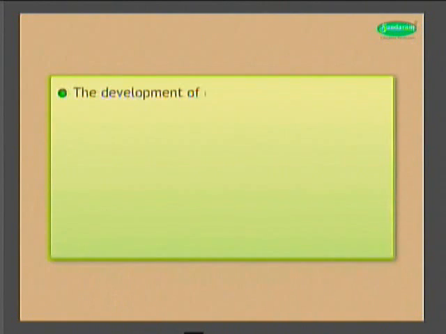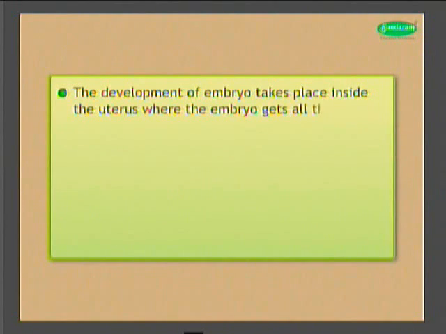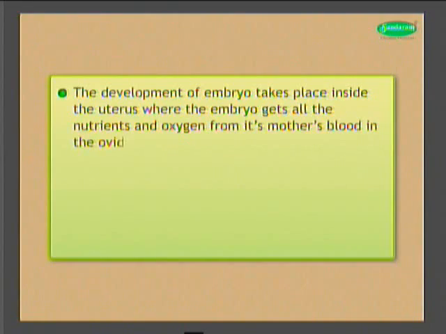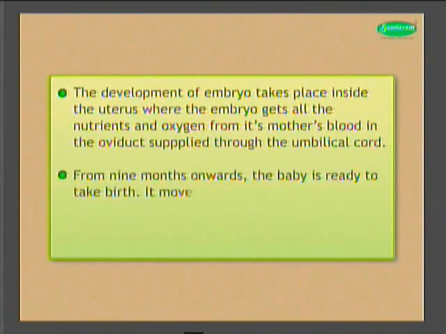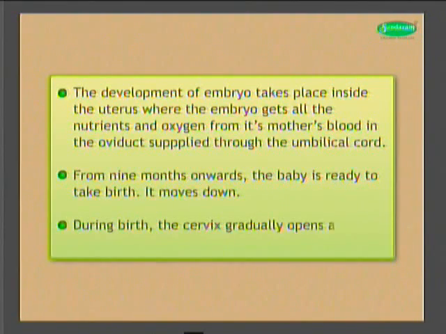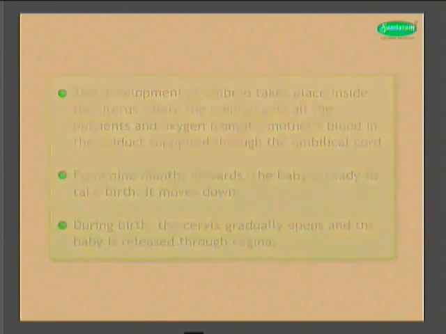The development of embryo takes place inside the uterus, where the embryo gets all the nutrients and oxygen from its mother's blood supplied through the umbilical cord. From 9 months onwards, the baby is ready to take birth. It moves down. During birth, the cervix gradually opens and the baby is released through vagina.